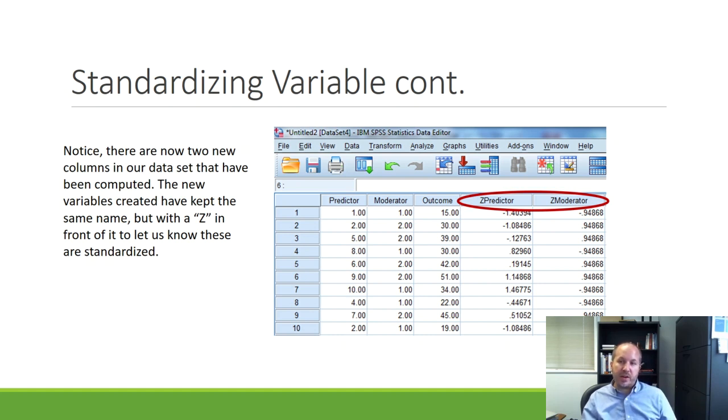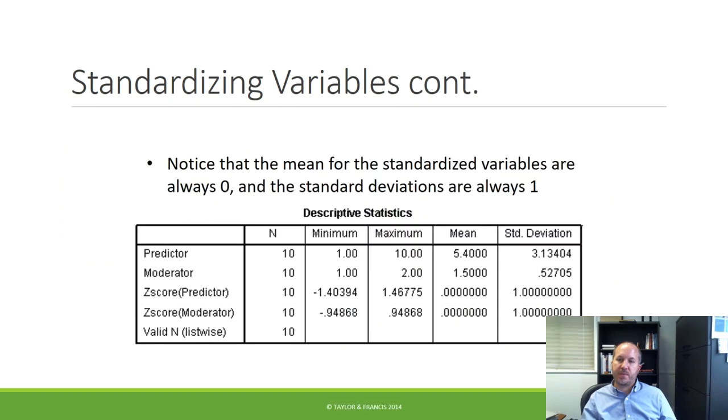And then when you create your interaction term, you just want to make sure you use those Z-scores. If you remember from multivariate statistics, a lot of you made the mistake of using the original variables to create your interaction term rather than your Z-scored variables. You can check those by running your descriptives, and you can see your predictor and moderator that have not been standardized versus the Z-score ones.